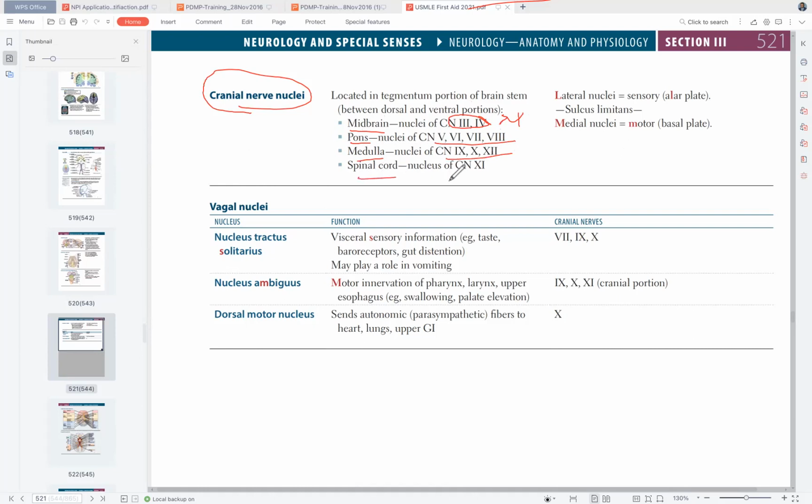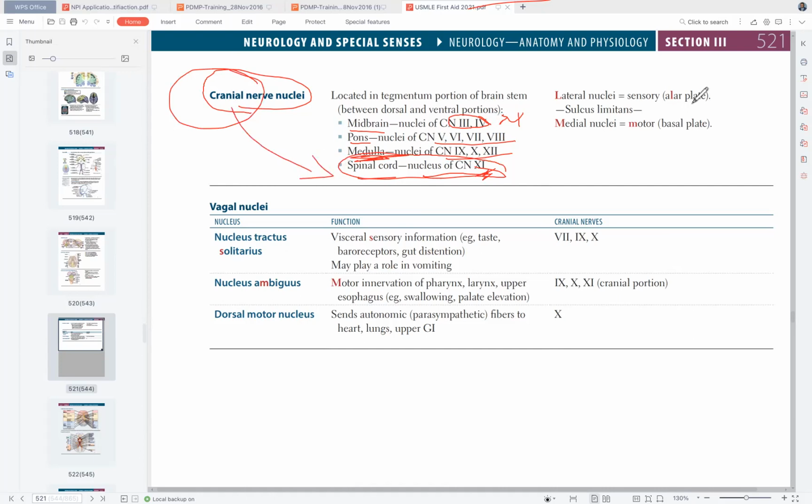The spinal cord has the nucleus of cranial nerve 11. It's long, the spinal accessory. Some books add it to the medulla. This is the first time I'm seeing that they added it to the spinal cord. It's the only cranial nerve there. But then why do they call it a cranial nerve?